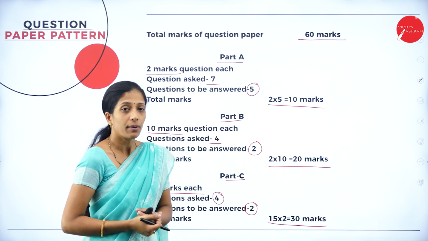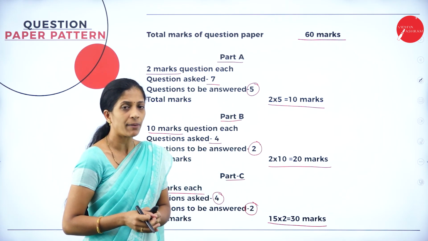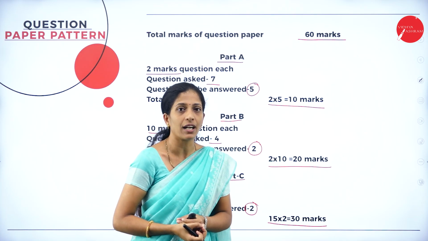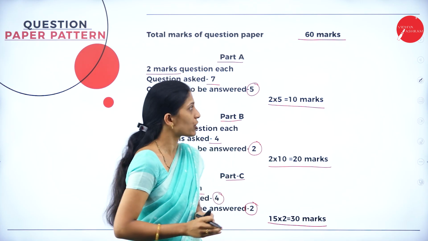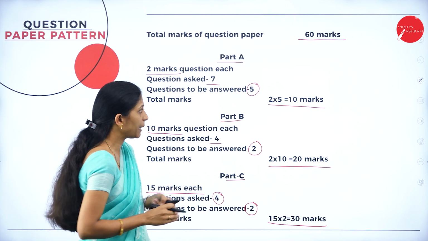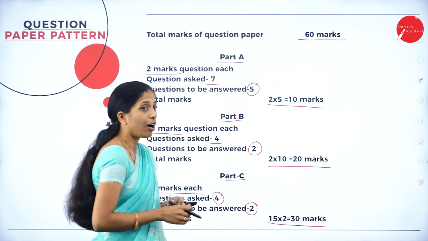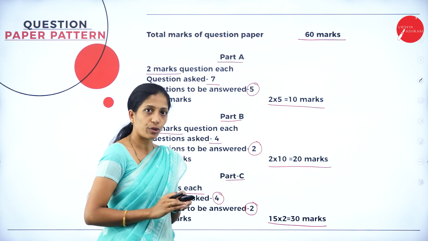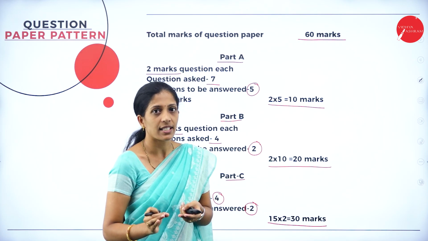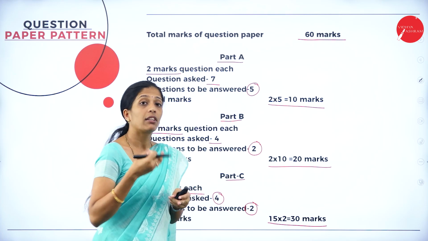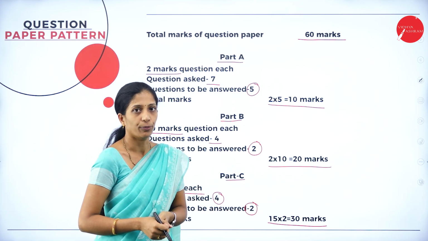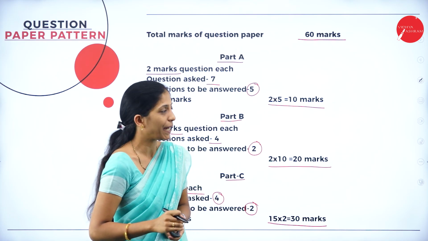So hope you are clear about how the question paper will be. The whole question paper will be divided into 3 parts. Part A is of 2 marks question where there will be 7 questions and you are going to answer only 5. Next, part B is of 10 marks where they will ask you 4 questions, out of which you have to answer only 2. And coming to part C, it is 15 marks question. There also they will ask you 4 questions, out of which you have to answer only 2. So this is about your question paper pattern.